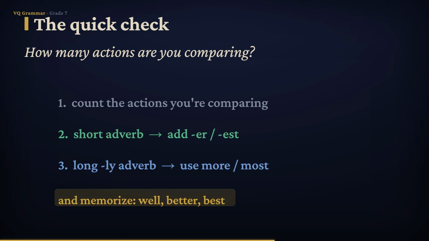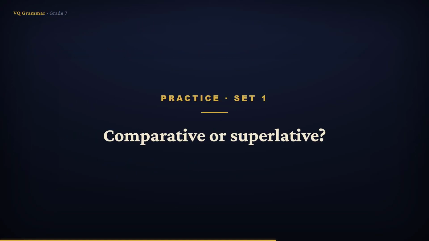Ready to practice together? Time to practice. In this first set, I'll show you a sentence with an adverb, and you decide whether it needs the comparative or the superlative form. Remember the trick. Count how many actions are being compared. 2 or 3 or more. Pause the video and choose before I reveal the answer.